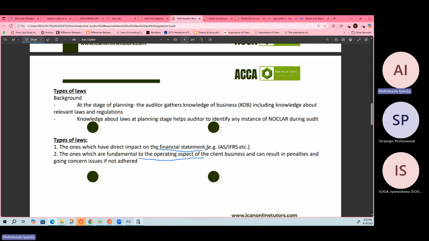So we can look at those laws from these two angles, from an accounting perspective. I can refer to the IAS and the IFRS as a law because it has a direct impact on my financial statement. I also have the ones which are fundamental to the operating of a business.